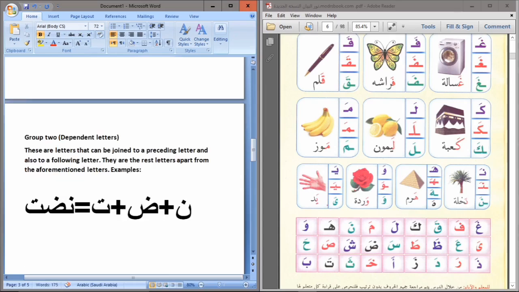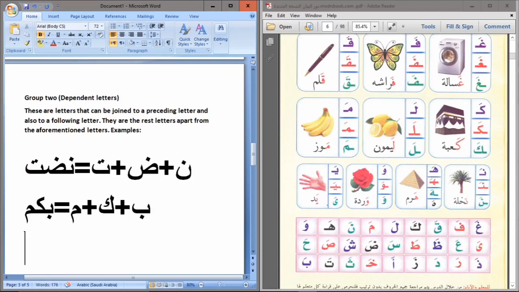Let's take another example. Here we have Ba plus, let's say we have Ka plus, let's say we have Mim. So in this, in joining it will be Ba, Ka, and Mim. That's how it looks like, as you can see. Let's take another example. Let's say we have Sin.